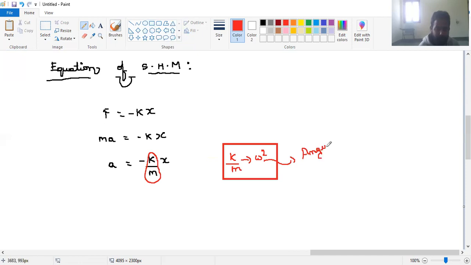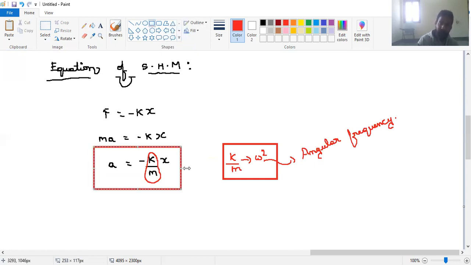Why I am taking this, within a few seconds I will explain, not right now, because the concept should be taught. This will be understood only when you go through the other equations also. So k by m is called omega square. So a is equal to minus omega square x, which is equation 1.